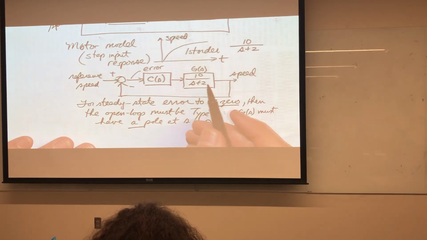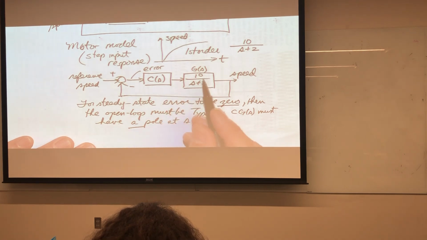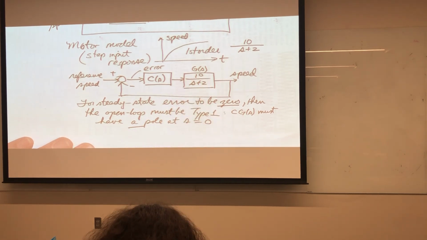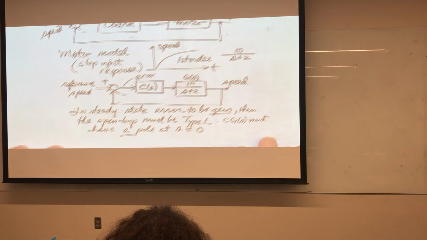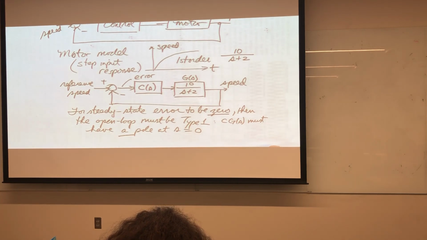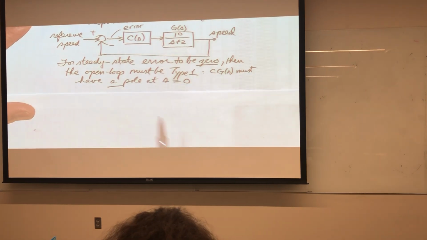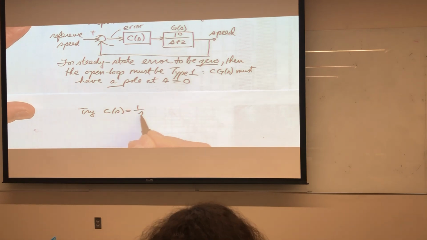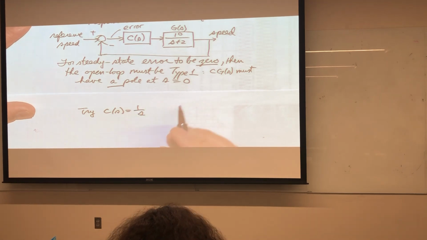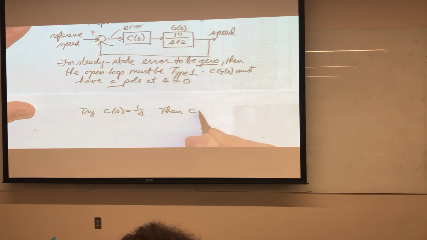Okay. Right now, we don't have that. We have a pole at -2. So that means we have to insert that pole with a compensator. Okay. So the first thing we might try is we'll just let the compensator be an integrator then. Then what that gives us is that CG of S is equal to 1 over S plus 2.